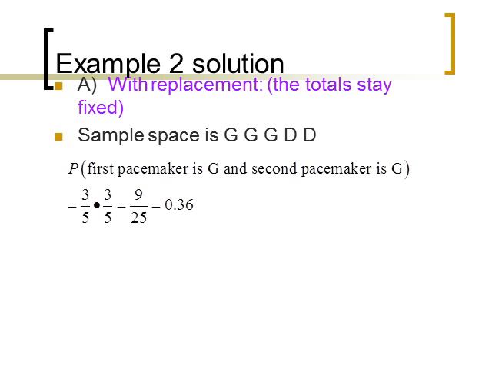We multiply by 3 out of 5 again because the totals have not changed, and we're still finding the probability that the second one is good. So 3 times 3 equals 9, 5 times 5 equals 25, 9 divided by 25 equals 0.36.